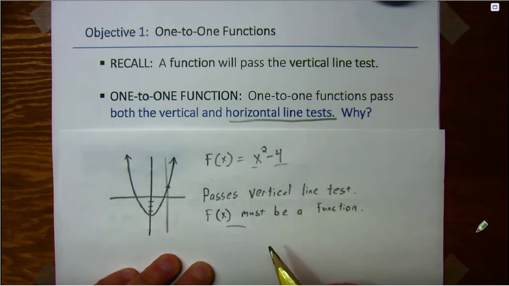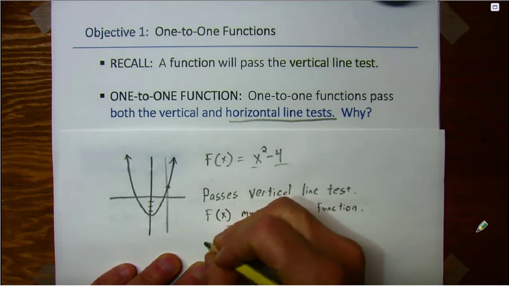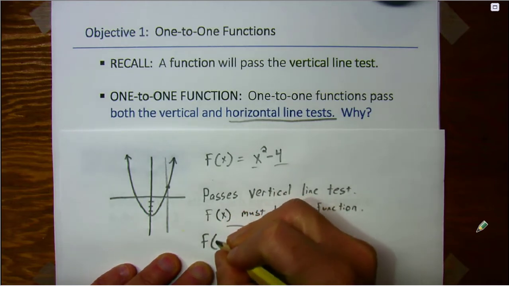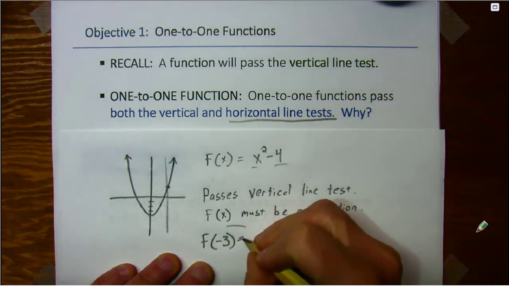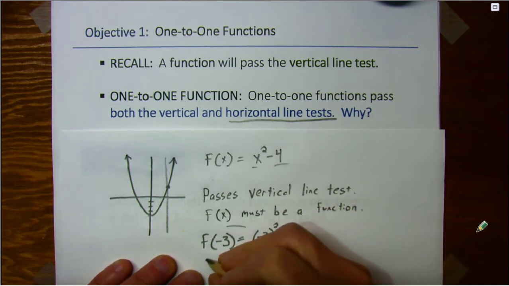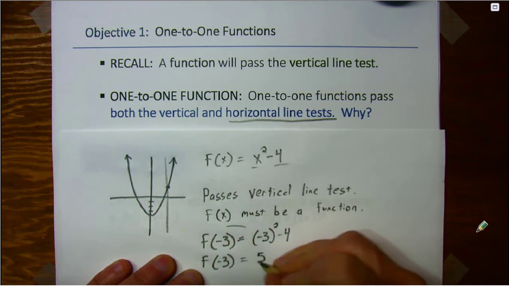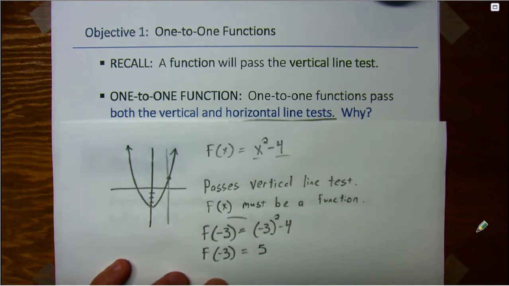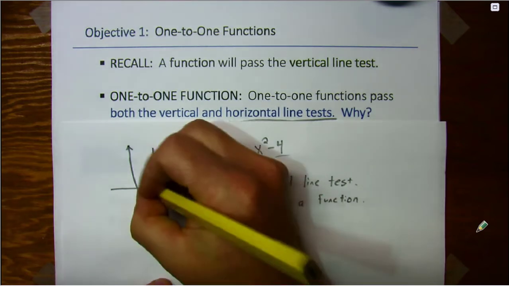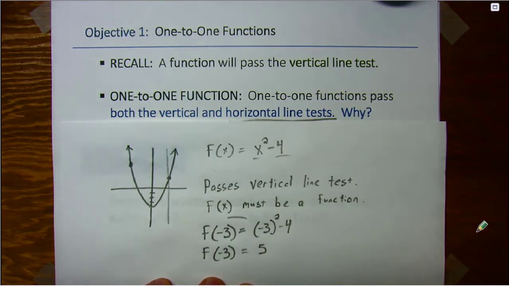f of x is equal to x squared minus 4. Let's choose an input value here, like -3. f of -3 is going to be equal to -3 squared minus 4. Or in other words, f of -3 is equal to, that's 9 minus 4, 5. Okay, that's fine. Our input has one output. Graphically, what that means is if we go back here to -3 on our graph, we would have an output value somewhere up here at 5.